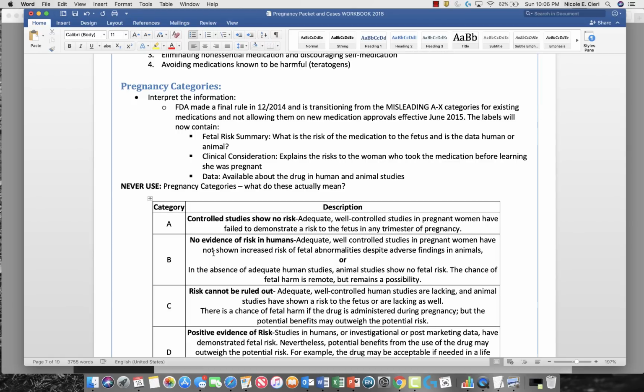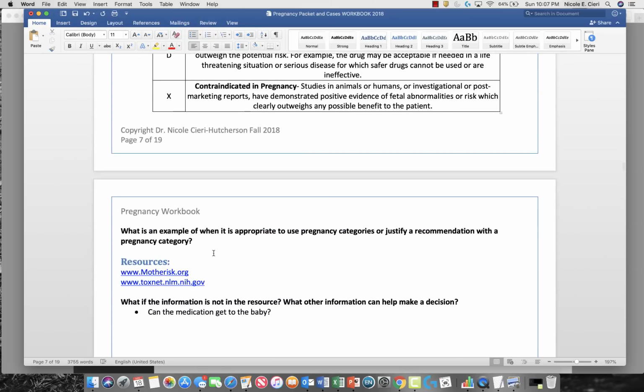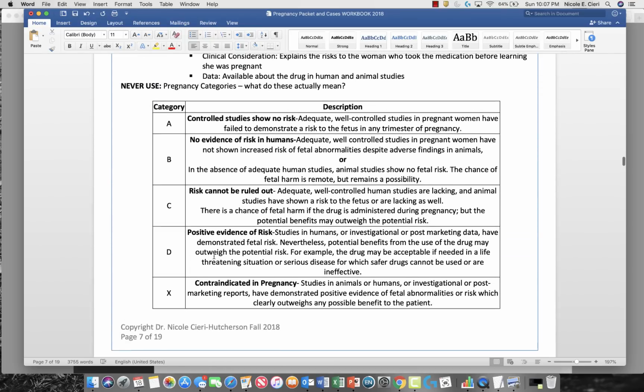So people will still refer to these pregnancy categories, and the question you should be asking yourself is, what do these actually mean? Can we make black and white recommendations based on these pregnancy categories? And if you're telling yourself the answer is no, then that's the correct answer.